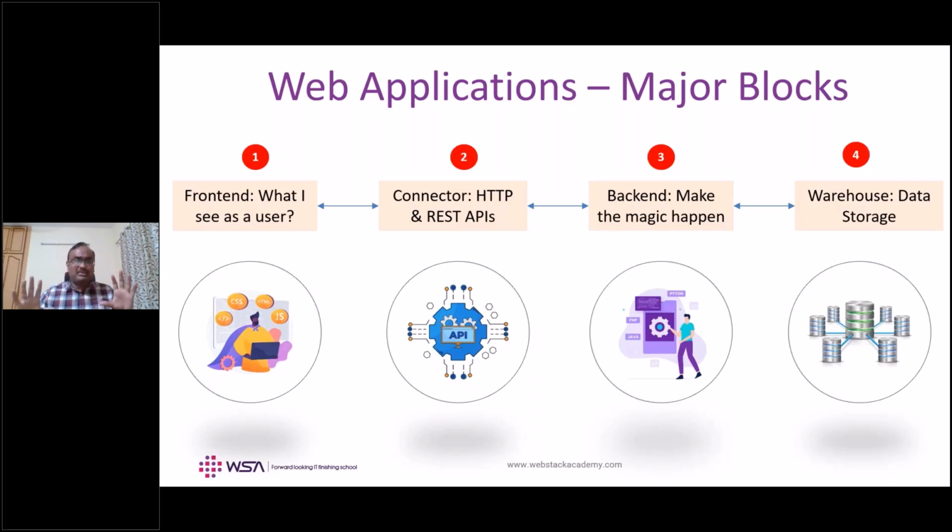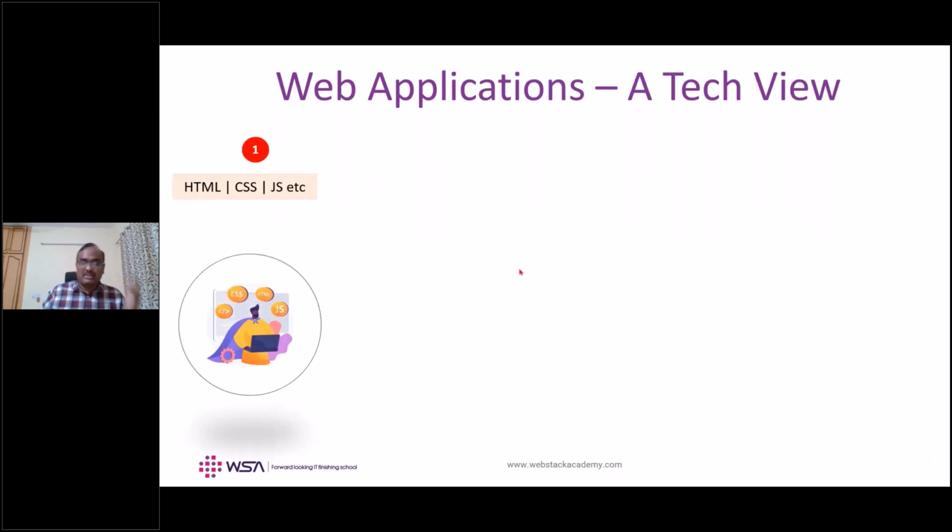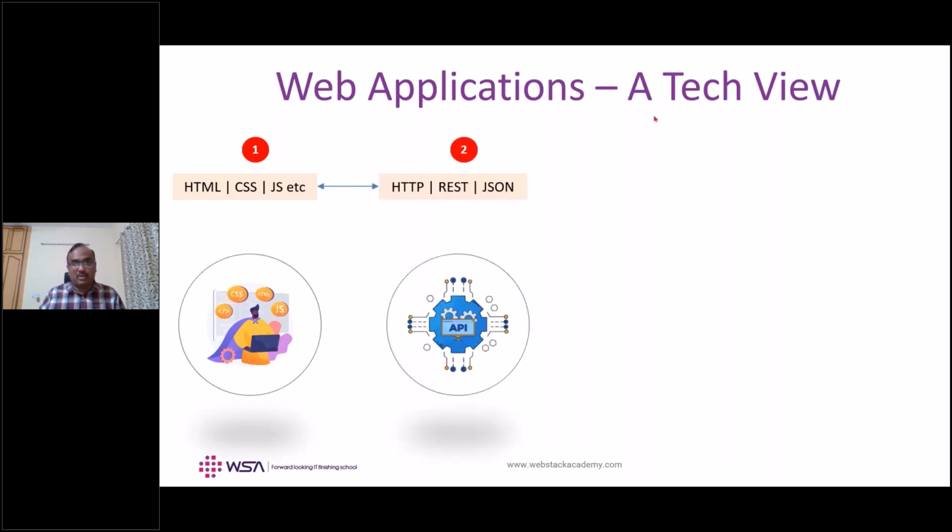Now this is what we saw. Now what are the technologies that come into the picture? These are the 4 blocks. Now let me look into the technological view. As I said, in the front end we have HTML, CSS, JavaScript, etc. I'll come to what exactly we mean by the etc. part of it. Then we move on to the second component, which is your data pipe, which consists of HTTP, REST, and JSON data format.